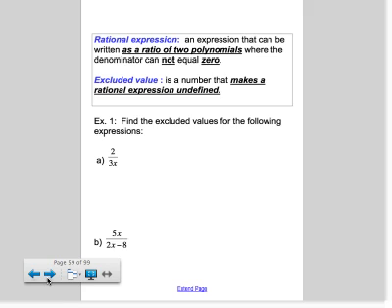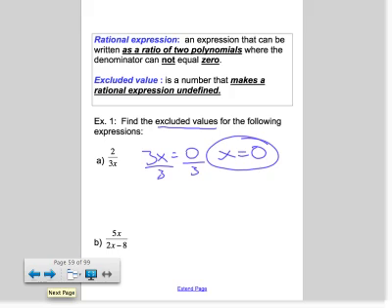So for instance, in the first part, A, it says just find the excluded values. That's all they're asking. So then what you say is, what value makes 3x equal 0? Divide both sides by 3. X equals 0 is your excluded value here.